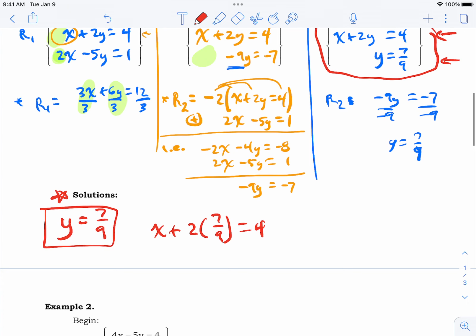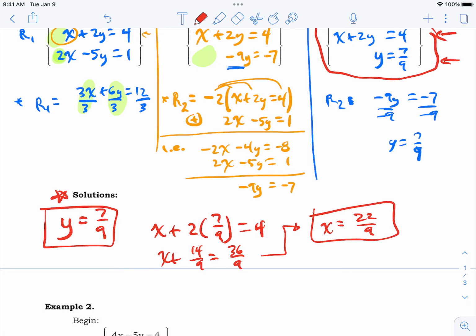is equal to 4. So to finish this up, what do we got here? We got x plus, that would be 14 ninths. 4 is the same as 36 ninths. And so x is 36 minus 14, which is 22 ninths. Okay, and there's our solutions.